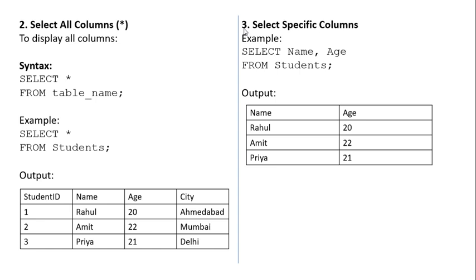And third is select specific columns. For example, SELECT name, age, two columns to show, FROM student semicolon. So the output shows the name and age columns in the table.